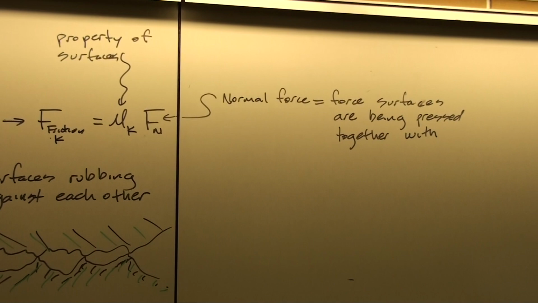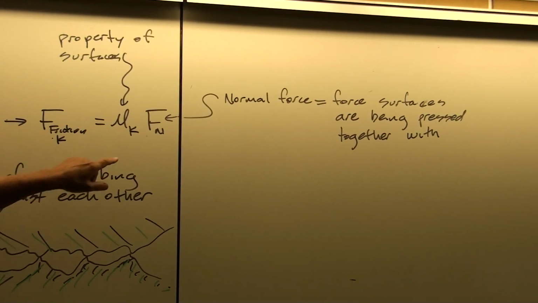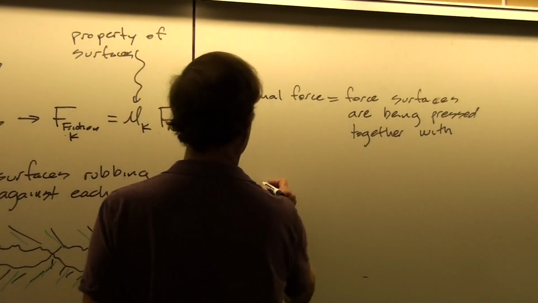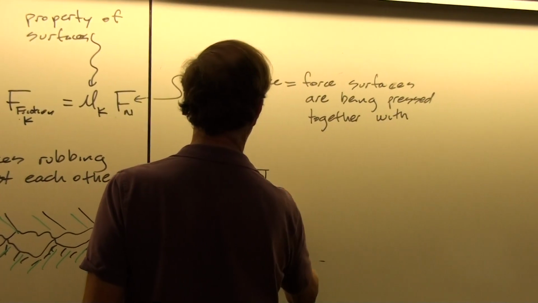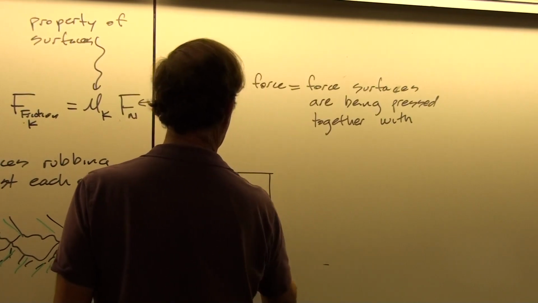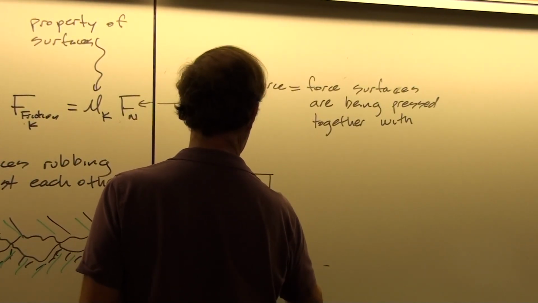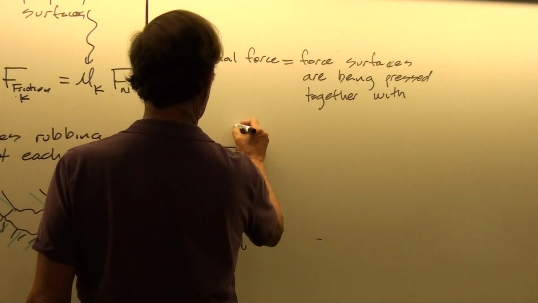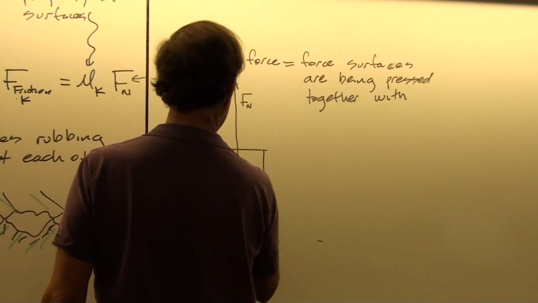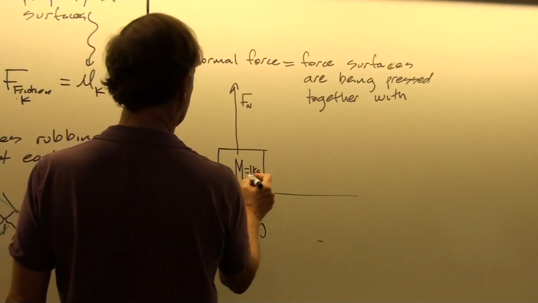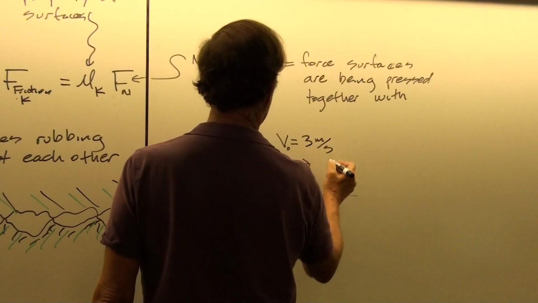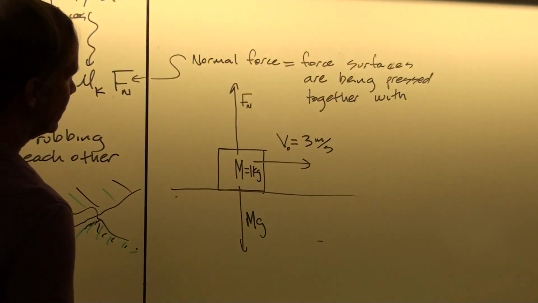So a lot of times this normal force would just be equal to the weight of the object if we have, for example, a mass sitting on a level surface. Let's say this big mass is 1 kilogram, and here we have a weight force, mg. Here we have a normal force, Fn. And then we start sliding this thing across the table this way. So we start out with an initial velocity, let's say, of 3 meters per second, and it's moving to the right, like this.